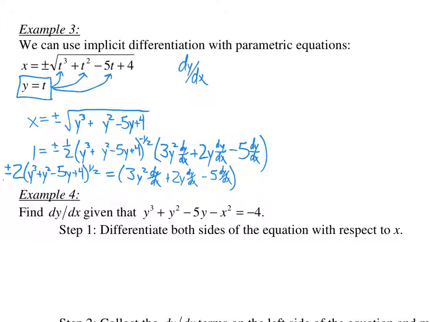Because I multiplied both sides by that to get it out of the denominator. This is multiplication, so since it's negative, it's in the denominator. So I multiplied both sides of the equation by that y cubed plus y squared minus 5y plus 4 to the 1/2, to bring it to the numerator, to bring it over to the numerator on the other side.